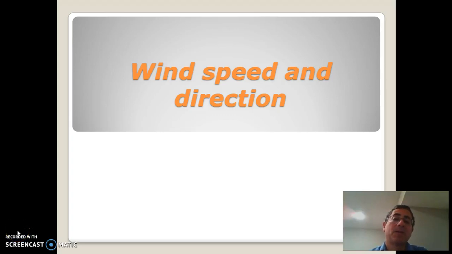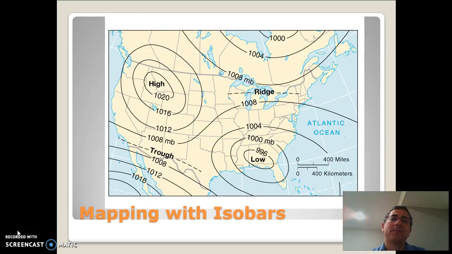Hello, I want to talk about the three factors that affect wind speed and direction. The first of the three factors is going to be the pressure gradient force, but to understand what that is, let's look at this map first. This is a map with isobars. The isobars are lines that connect all points that have the same air pressure.